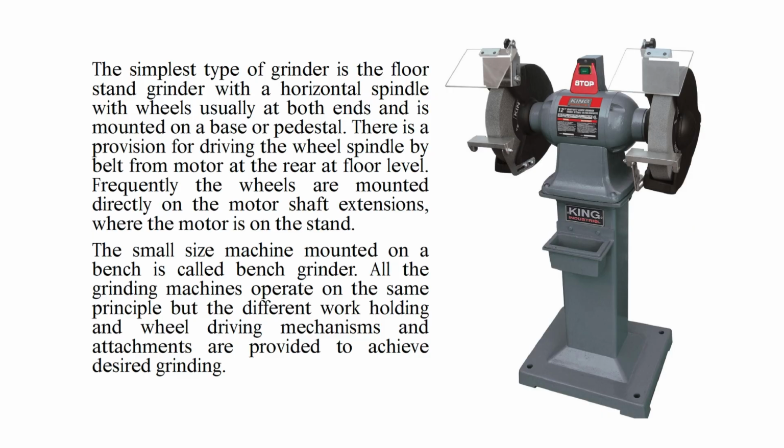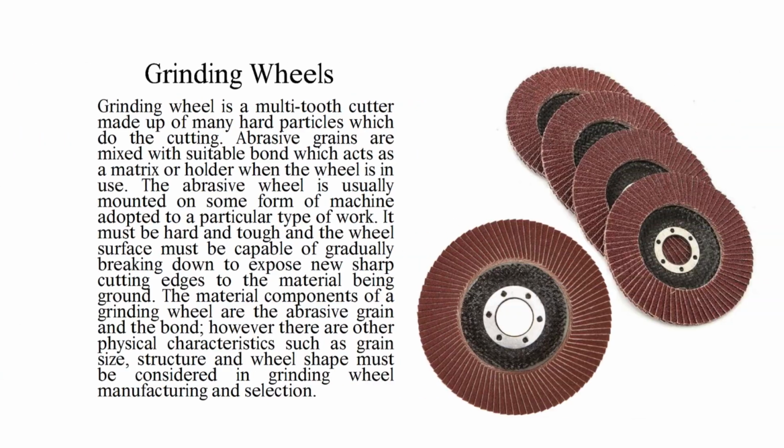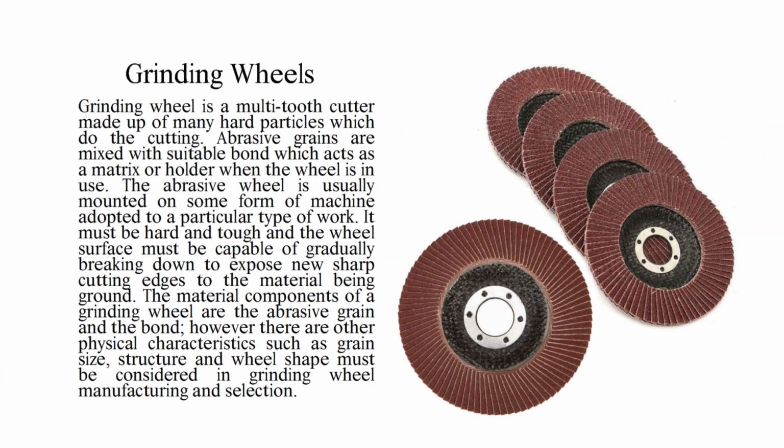The heart of the grinding process is, without a doubt, the grinding wheel. Grinding wheel is a multi-tooth cutter made up of many hard particles which do the cutting. Abrasive grains are mixed with suitable bond which acts as a matrix or holder when the wheel is in use. The abrasive wheel is usually mounted on some form of machine adapted to a particular type of work. It must be hard and tough, and the wheel surface must be capable of gradually breaking down to expose new sharp cutting edges to the material being ground.